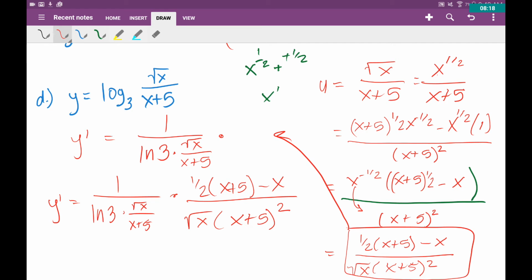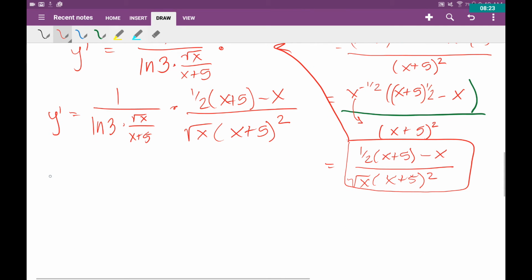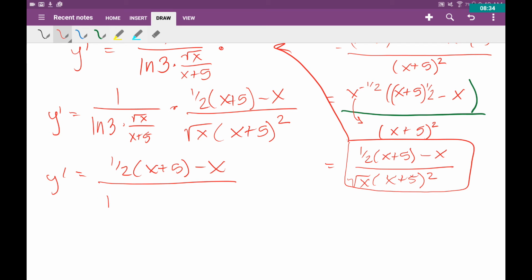So now I'm just going to multiply some things together. The top is just simply still just the top, so there's nothing to do there. So y prime equals 1/2 times x plus 5 minus x all over the natural log of 3. Multiplying, notice this would be like a fraction on the bottom as well, over 1, so we multiply the square root of x times the top. The square root of x times the square root of x is just x. And then notice we have an x plus 5 on the bottom, and we have two x plus 5s on the top, so it leaves just an x plus 5 left over.